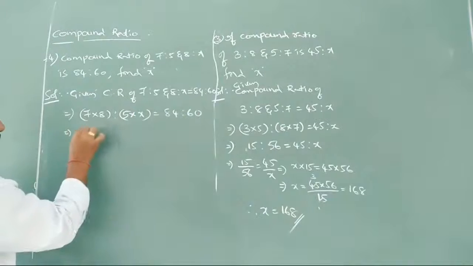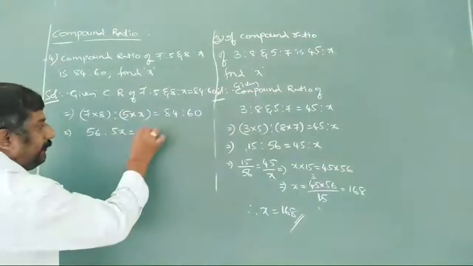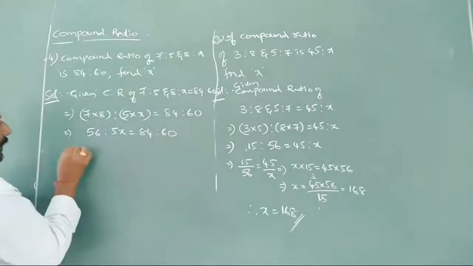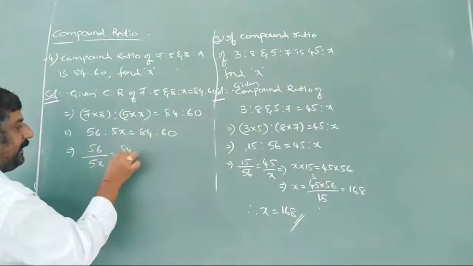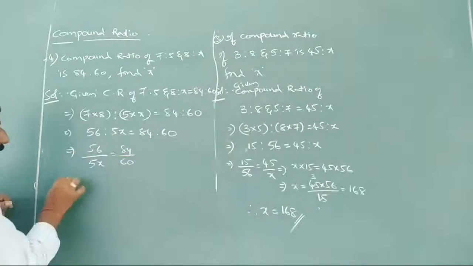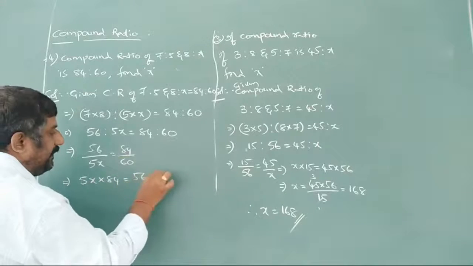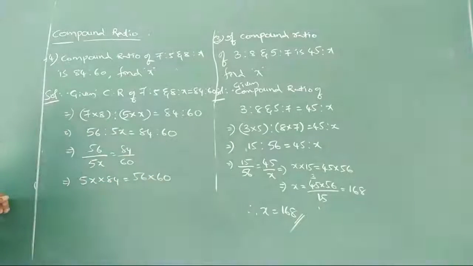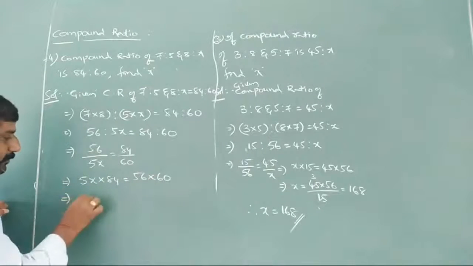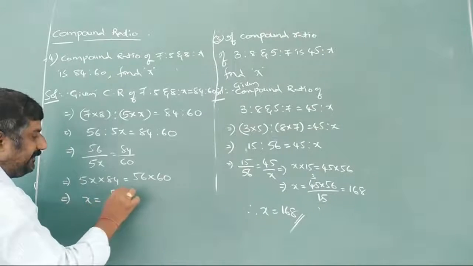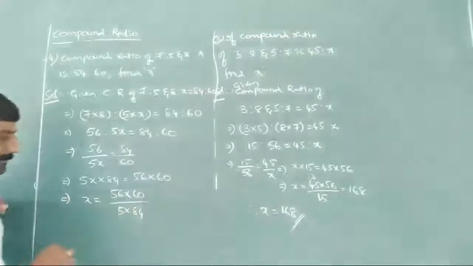7 8s are 56 is to 5x is equals to 84 is to 60. Now write in fraction form. 56 by 5x is equals to 84 by 60. By cross multiplication, 5x into 84 is equals to 56 into 60. Send all the multiples of x to right side. Transpose. x is equals to 56 into 60 by 5 into 84.